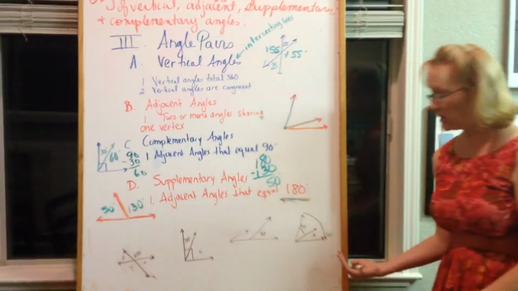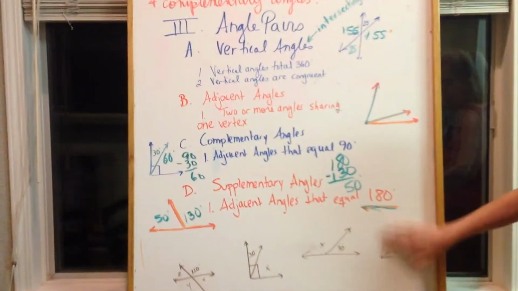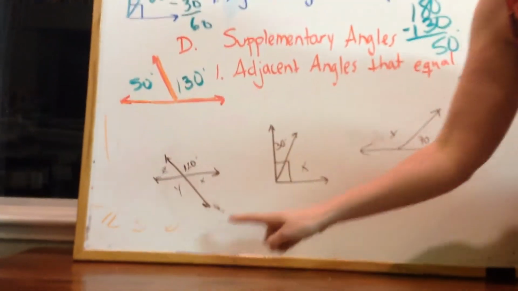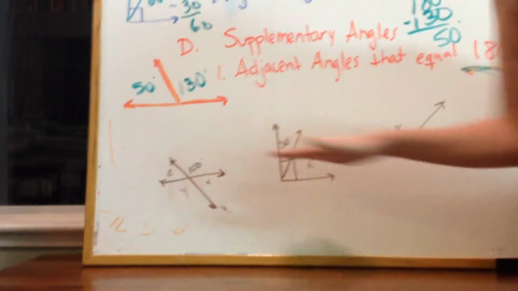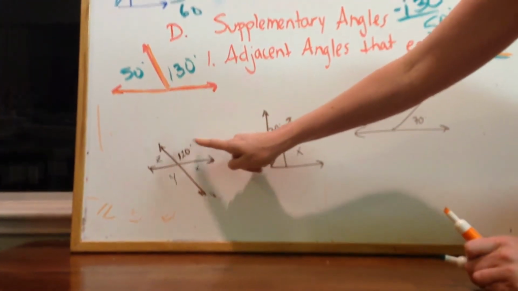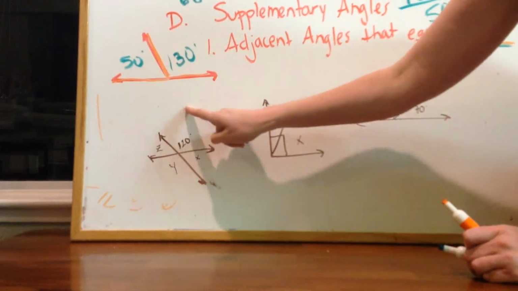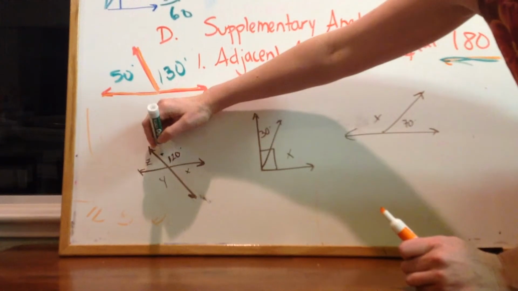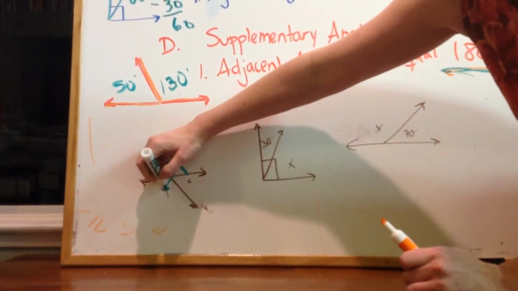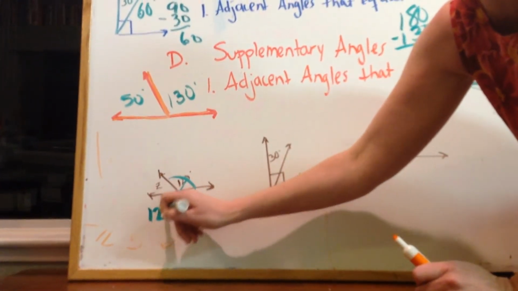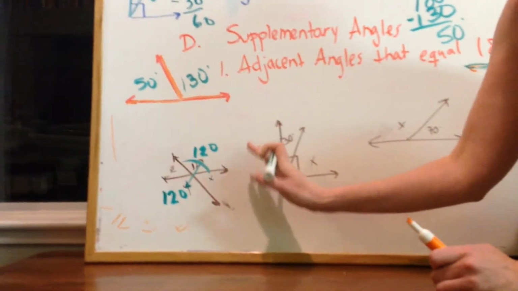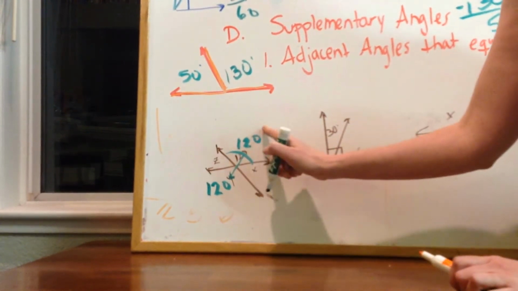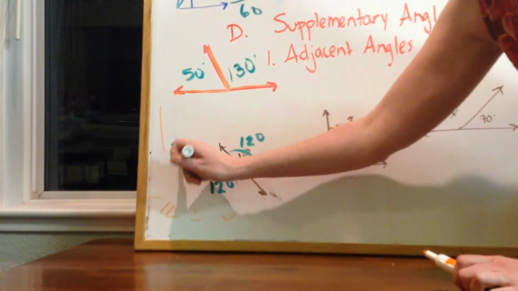So now let's practice by looking at these. Well, we're not going to do this one. We're going to practice by looking at these right here. This right here is our vertical angle. I know it's a vertical angle because I have two lines intersecting, and the angles across from each other are congruent. So if this side is 120 degrees, then the one directly across also has to be 120 degrees. The whole thing has to equal 360 degrees. So 120 plus 120 equals 240.